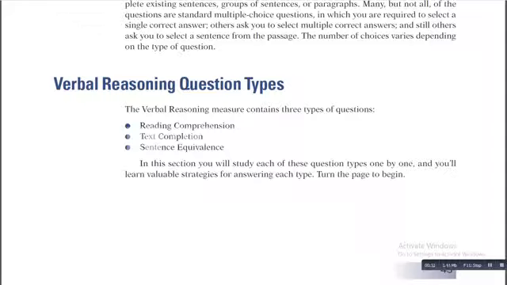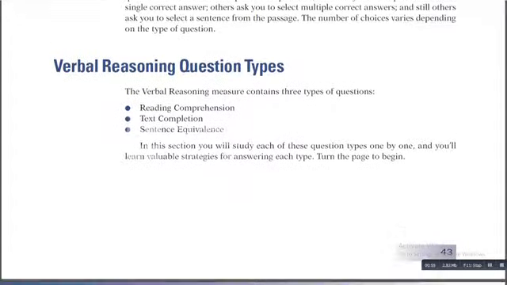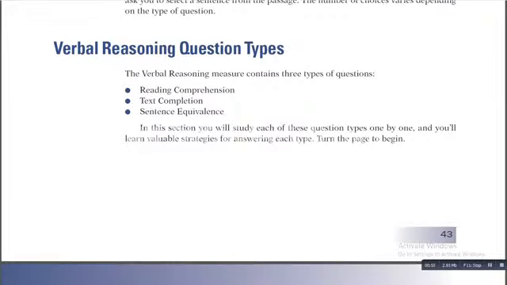Let me start by telling you the different types of questions that you will encounter in this section. The first one is the reading comprehension question, the second one is the text completion question, and the third one is sentence equivalence. Now let me explain what I mean by each type of question.